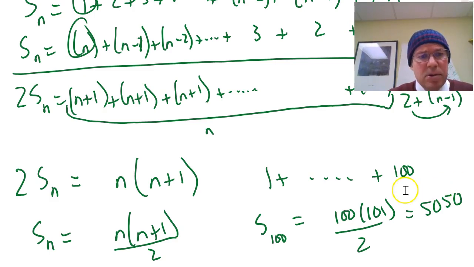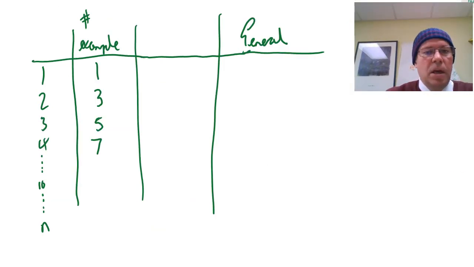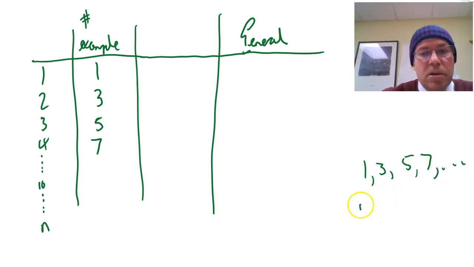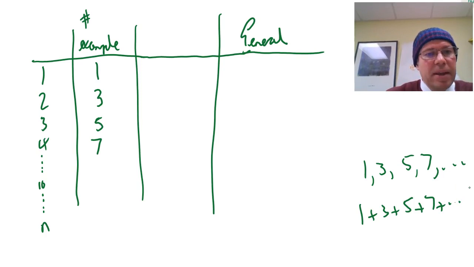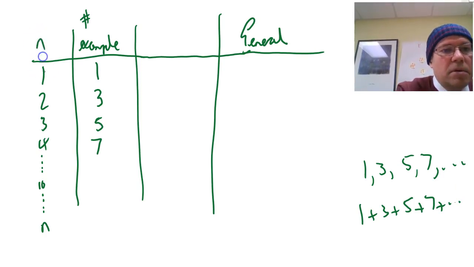Let's expand this now to an arithmetic series. Imagine we had an arithmetic sequence going 1, 3, 5, 7, and so on, and eventually we want to consider what the sum of this series is. When we add them together, it's a series: 1 add 3 add 5 add 7 add, going on forever. Let's just have a think about the nth term first. So clearly the first term, n is 1, the second term we add 2.